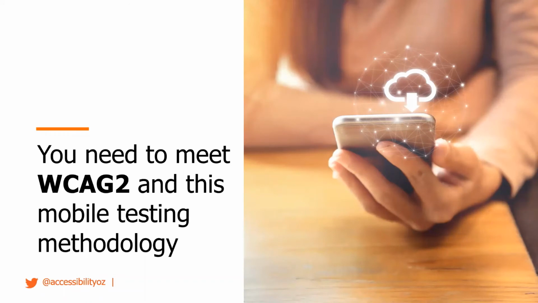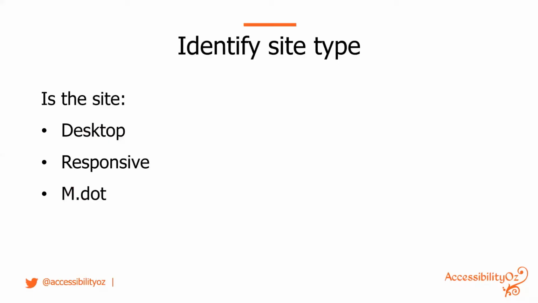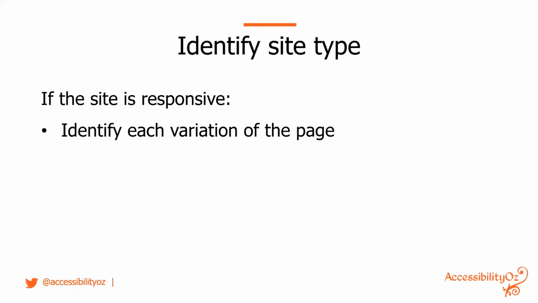And just in case you had forgotten, you need to meet WCAG 2 and this mobile testing methodology. So for mobile sites, you need to identify the site type and the variations of the page. So you need to determine if the site is desktop, responsive, or MDOT. If the site is responsive, you need to identify each variation of the page.